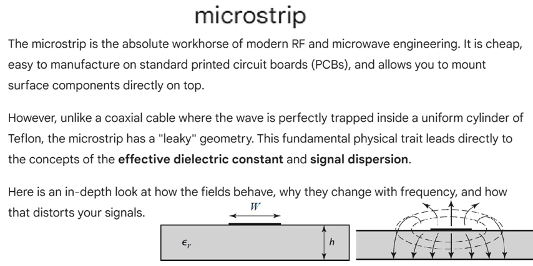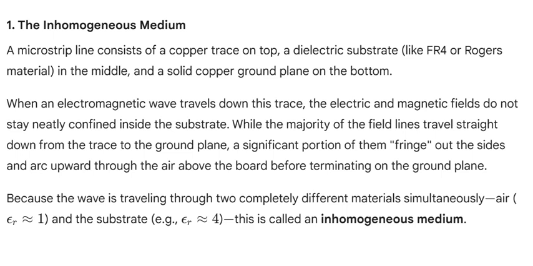This fundamental physical trait leads directly to the concepts of the effective dielectric constant and signal dispersion. Here is an in-depth look at how the fields behave, why they change with frequency, and how that distorts your signals. 1. The inhomogeneous medium. A microstrip line consists of a copper trace on top, a dielectric substrate like FR4 or Rogers material in the middle, and a solid copper ground plane on the bottom.